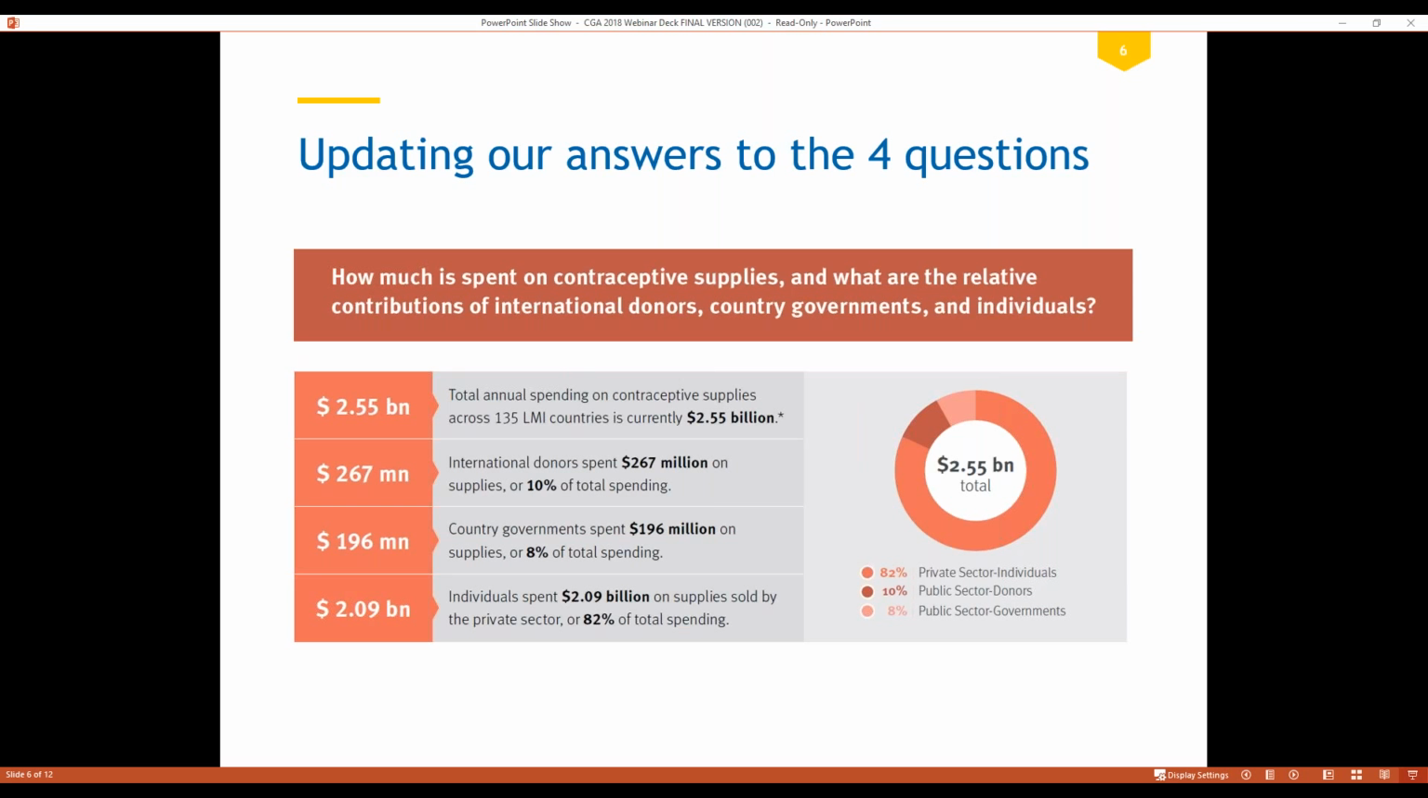So our first question really looks at how much is currently spent. To get to that gap, we first have to understand what current spending is. As you see here, we estimate that currently about $2.55 billion in total is spent on contraceptive commodities across the 135 low and middle income countries, and that the bulk of this, about 82%, is coming from individuals who bought supplies within the private sector. So 2.09 billion of that total spending. We have about 10% coming from donors, 267 million, and about 8% coming from governments, about 196 million.